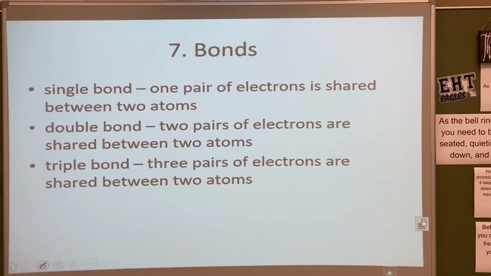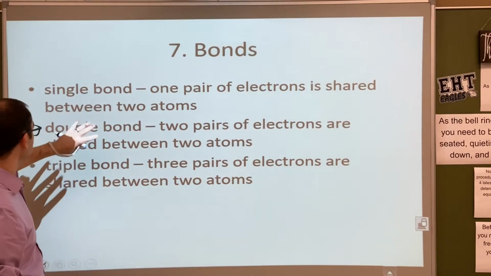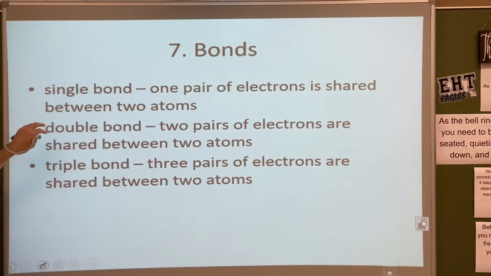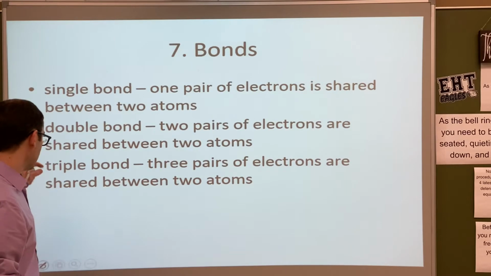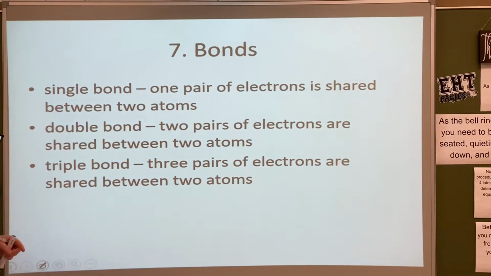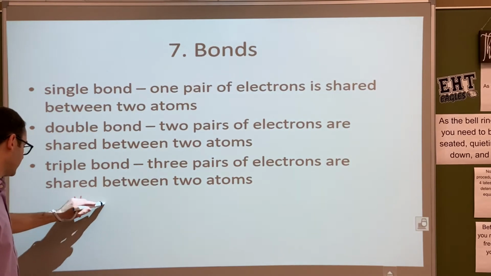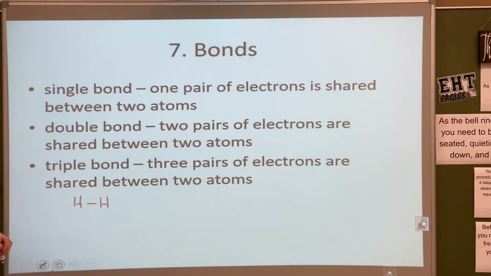All right. Bonds. Single bonds, 1 pair of electrons shared between 2 atoms. A double bond is 2 pairs of electrons shared between 2 atoms. And then a triple bond is 3 pairs of electrons shared between 2 atoms. All right. So we've seen this with hydrogen bonding to itself.